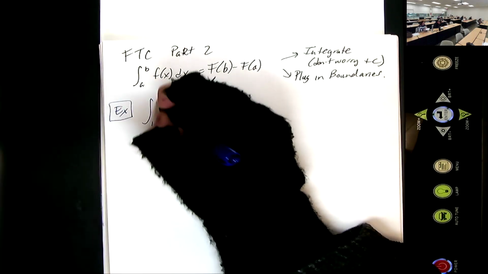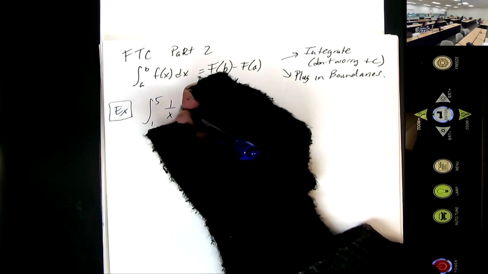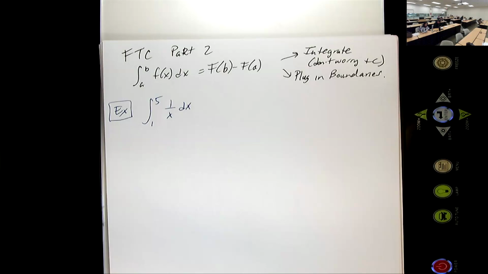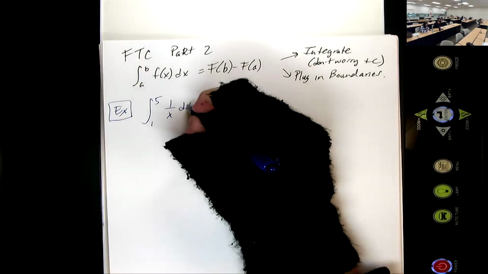Let's do from 1 to 5 of 1 over x dx. Ooh. Oh, tricksy. What is the integral of 1 over x? Anthony says, I'm not tricked by you.